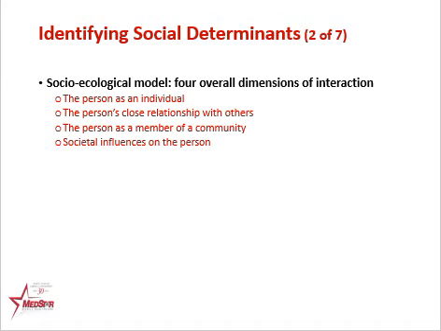The socio-ecological model focuses on four overall dimensions of interaction. It really looks at the person as an individual, and remember, one of the biggest domains in the data that we gather is related to the individual. The person's close relationships with others. That's why it's really important that you all know their relationships, who they're close to. The person as a member of the community. It's important to know the type of community that your patients are living in, and societal influences on the person.